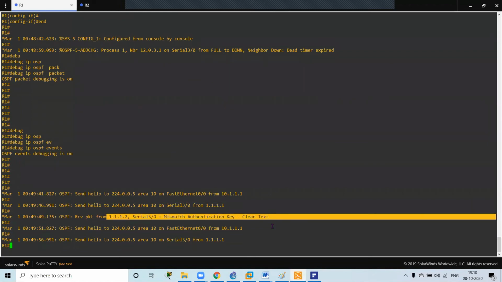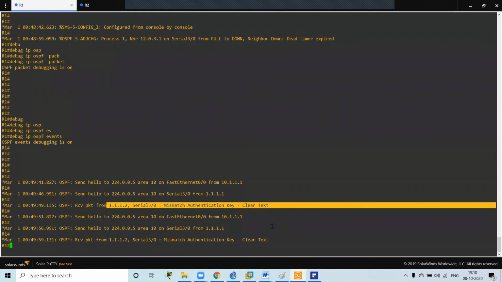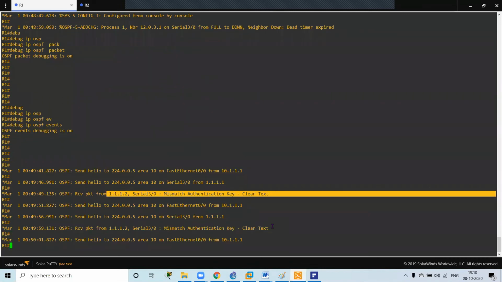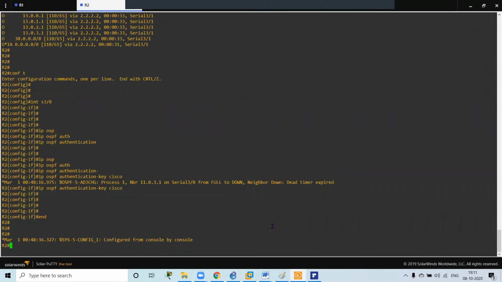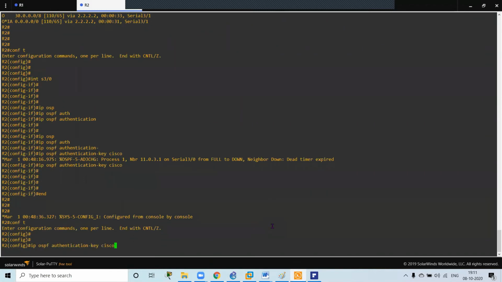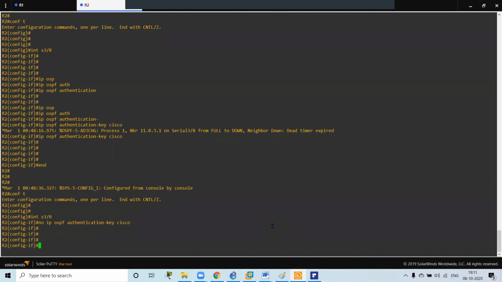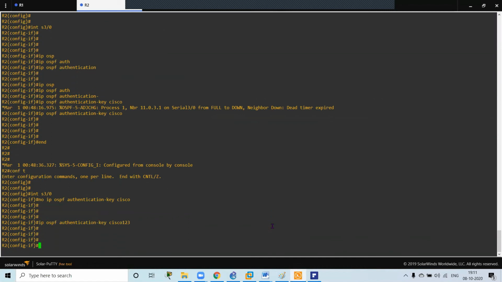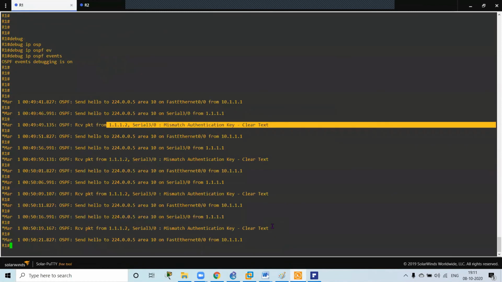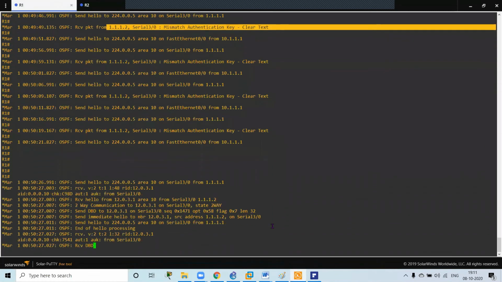This is clear text. We are using clear text authentication, and the authentication is mismatched because I've given the authentication key as Cisco on this side, and on the other side the authentication key is Cisco 123. So if I make it Cisco 123, then they will start exchanging the packets.